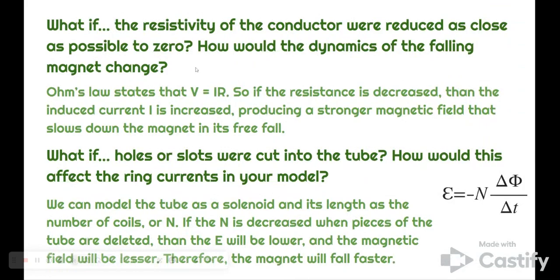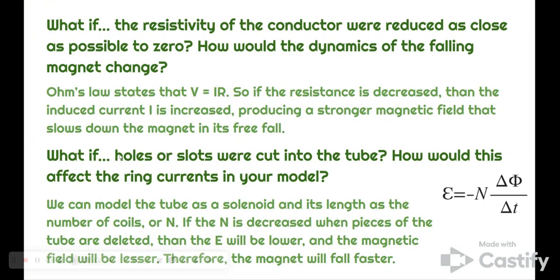So just 2 questions to answer. What if the resistivity of the conductor was reduced as close as possible to 0? How would that change the falling magnet? So here, I just like to think about it mathematically. So V equals IR. If the resistance R is decreased, then the induced current I must increase, producing a stronger magnetic field that would slow down the magnet in its free fall. So if resistance is reduced as close as possible to 0, we slow the magnet down.